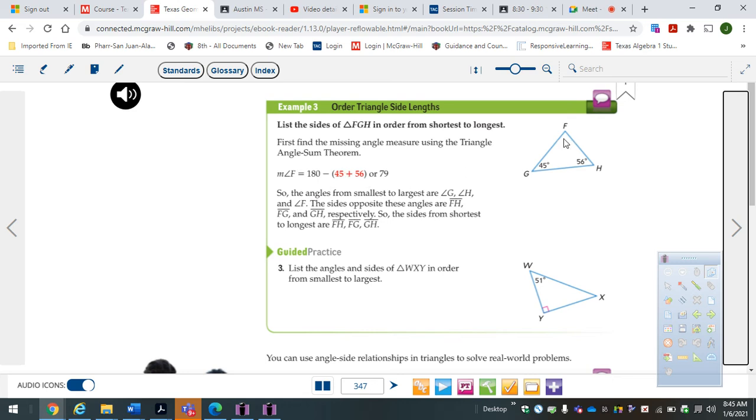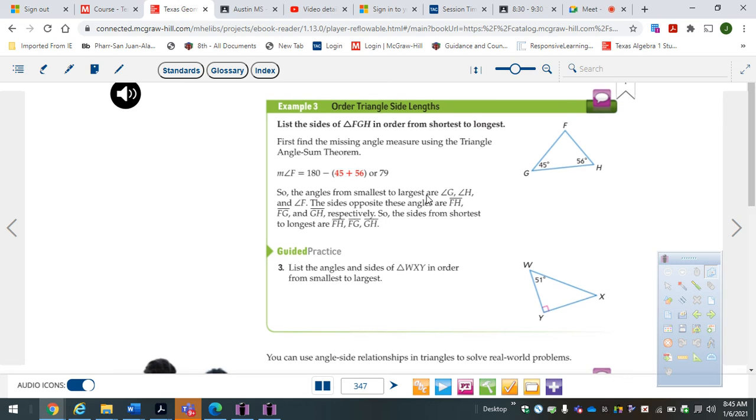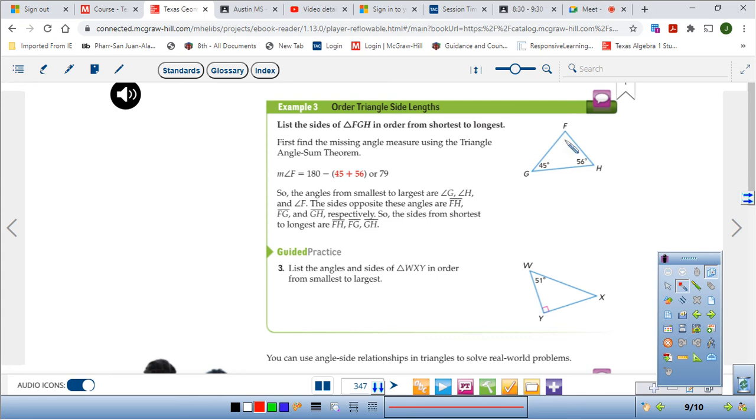Okay? So as we know that one's 79, the directions say to list from shortest to longest, right? So the smallest angle would be G. So angle G would go first. And then we'd go to angle H. And the last one would be angle F, as far as the degree measures, right? This is the smallest angle, and the largest angle.